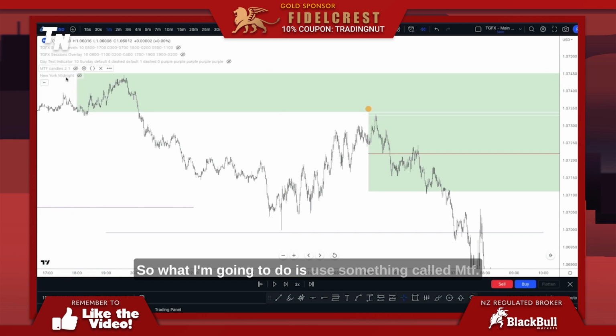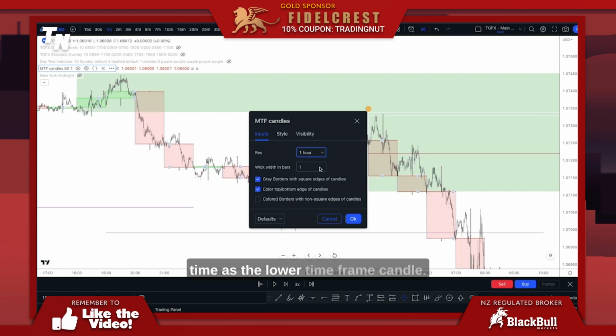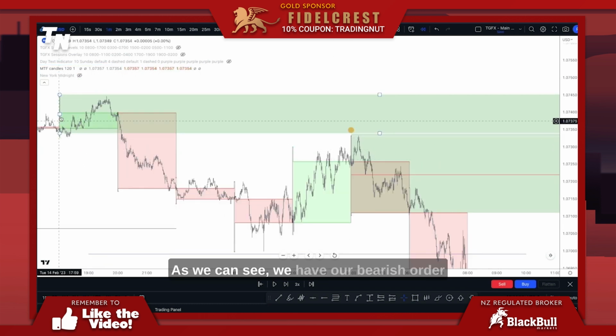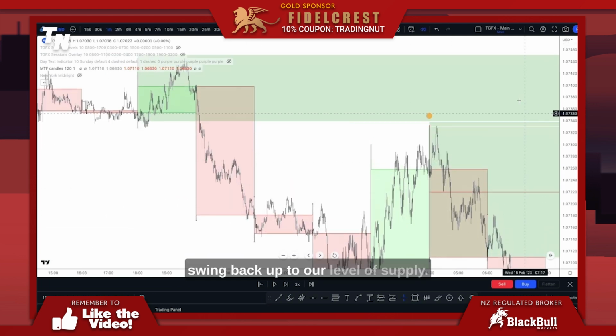So what I'm going to do is use something called MTF candles, and this is going to allow us to see the higher time frame candle at the same time as the lower time frame candle. As we can see, we have our bearish order block area here, and we wanted to see price swing back up to our level of supply.